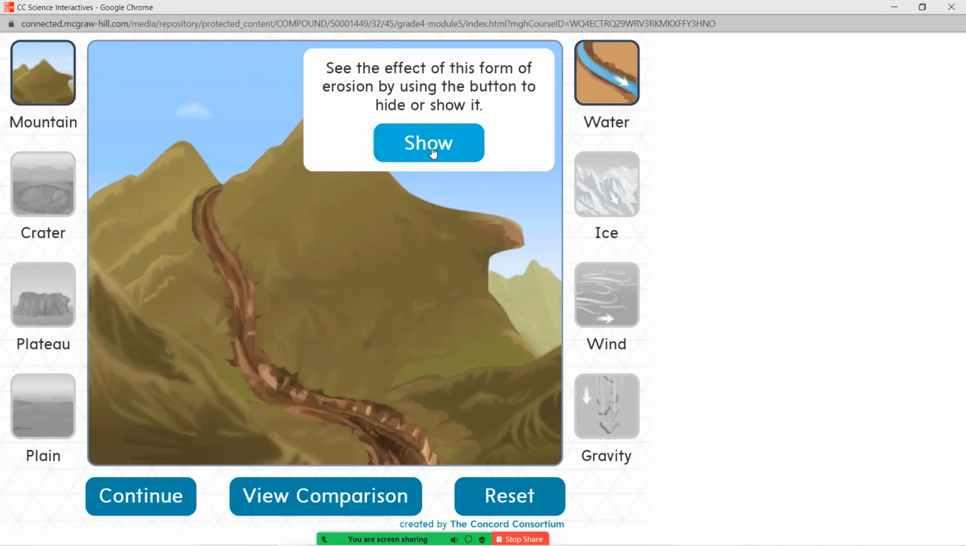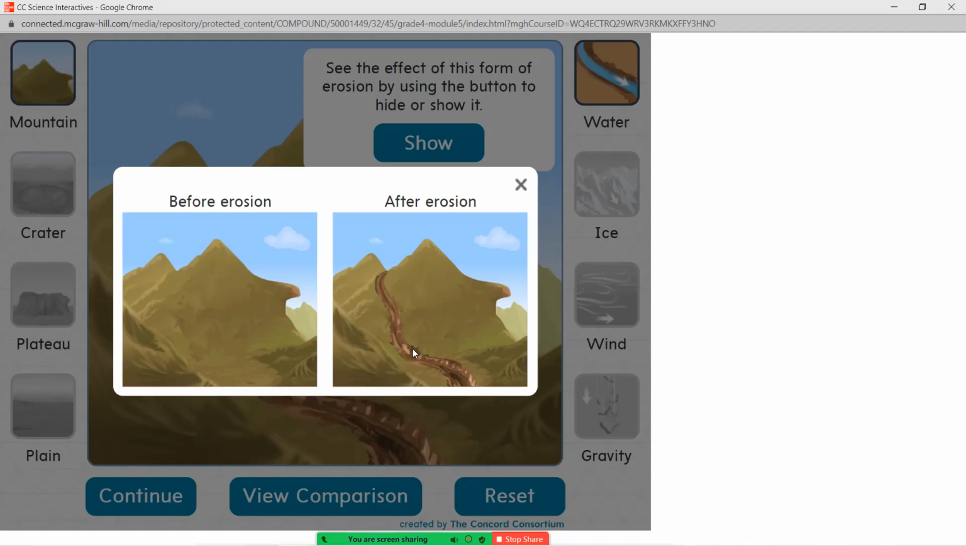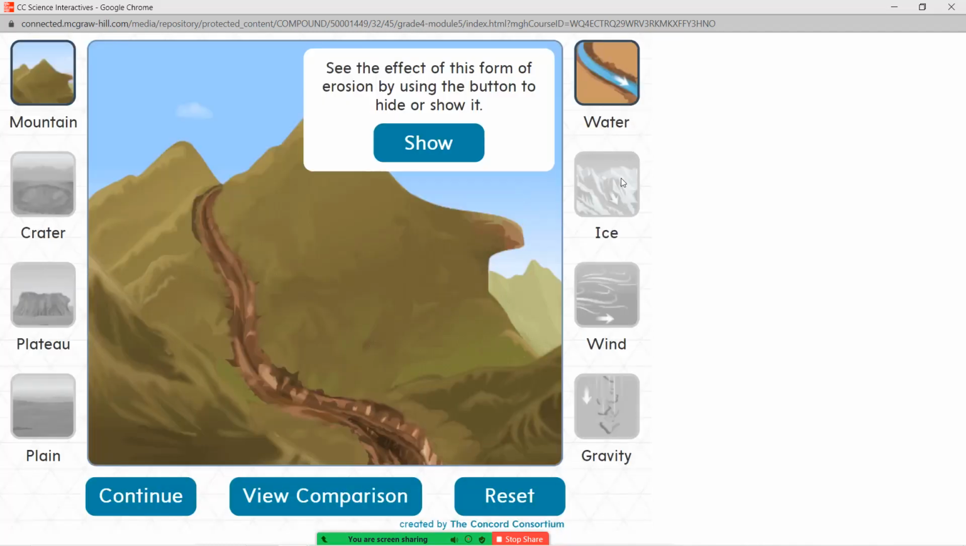Now, if I were to take it off, you take the river out, you can see how it kind of dug itself, kind of this trench down the side of the mountain. So if we're going to look at the comparison, the before and the after, you can see that the water caused parts of the mountain to break off. So it caused weathering. And then the water also caused erosion where it was picking up those pieces that broke off. And deposition is where it deposited it somewhere else.